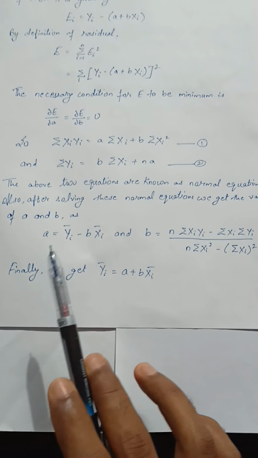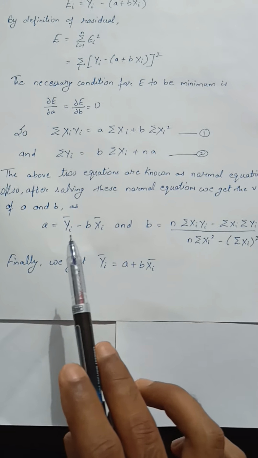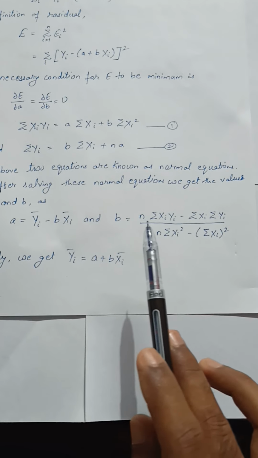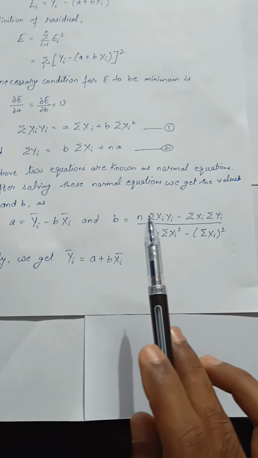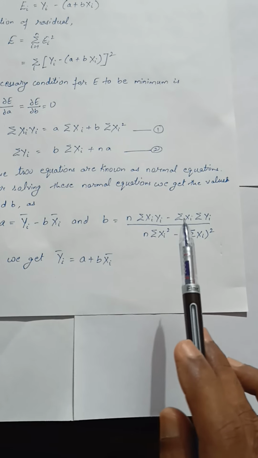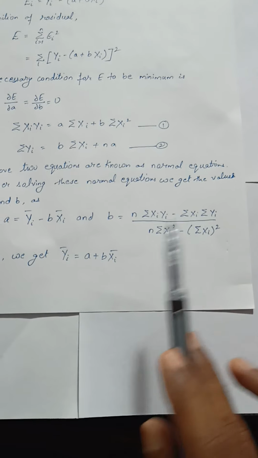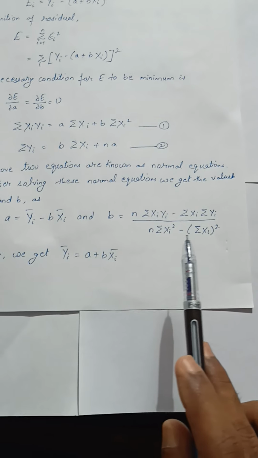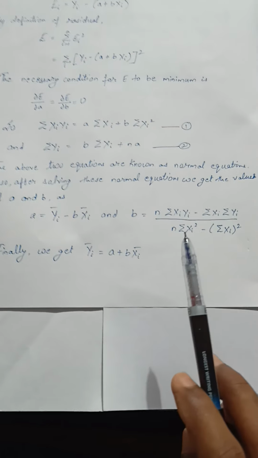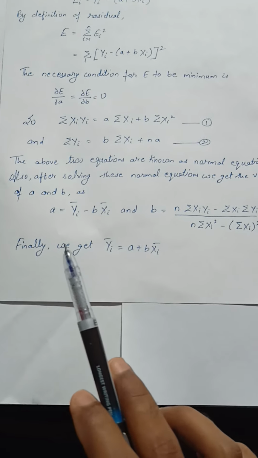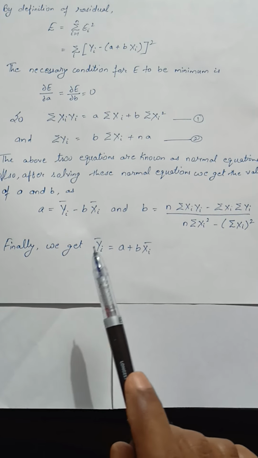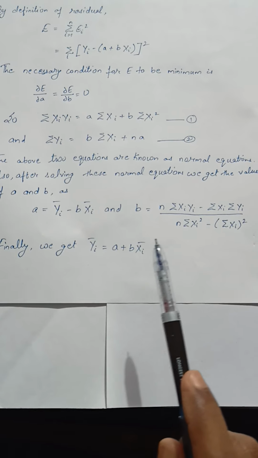The value of a will be y bar minus b into x bar, and the value of b will be equal to n into summation of xi yi minus summation of xi into summation of yi, whole upon n into summation of xi square minus (summation xi) whole square. After getting these values of a and b, we will find the final equation which represents the regression of y upon x, that is y bar = a + b into x bar.